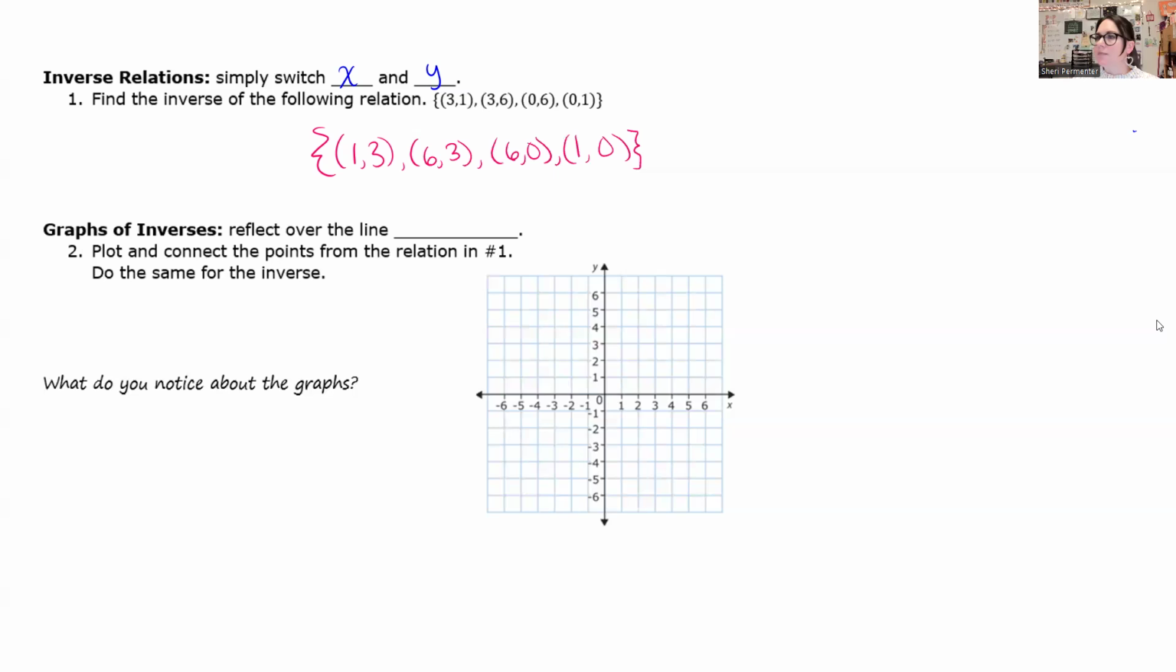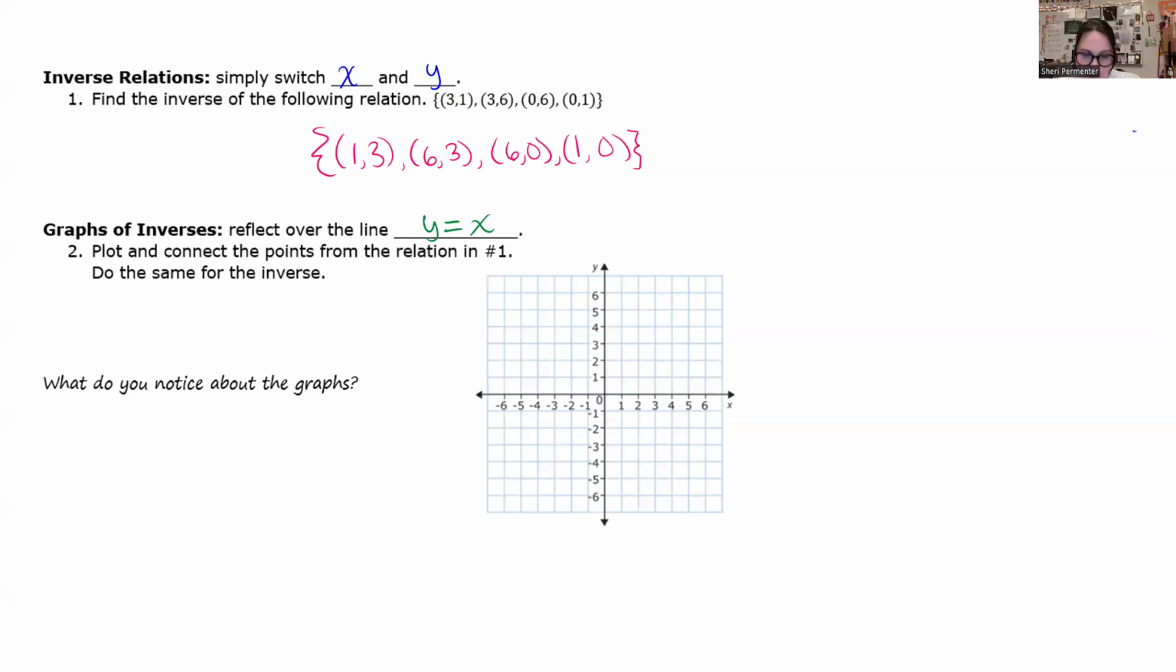Do y'all get the same points? We just switched X and Y, pretty simple. Next, it talks about the graphs of inverses. The graphs of inverses reflect over the line Y is equal to X. So I'm going to sketch that line on my graph to show you that when we're done, we're actually going to graph the relation and its inverse, and it will reflect over the line Y is equal to X.